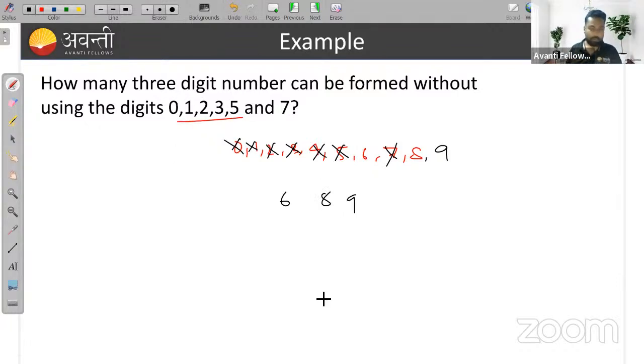What is the answer? Who can say? Please write your answer in the chat box, everyone. Guys, what is the answer? Quick.